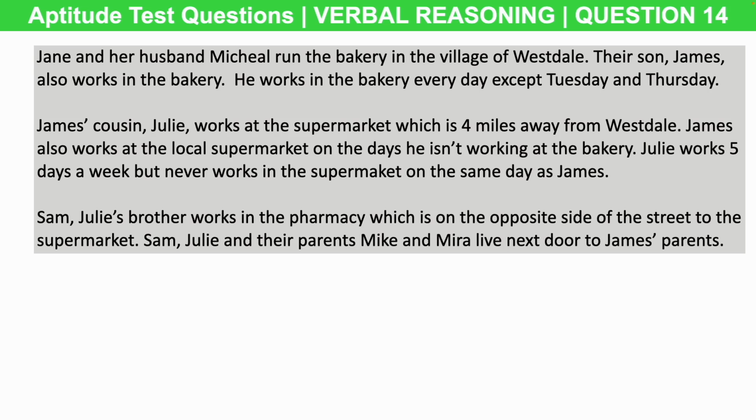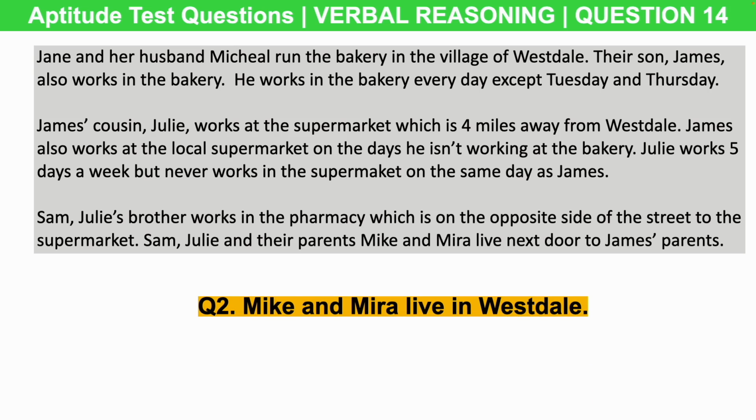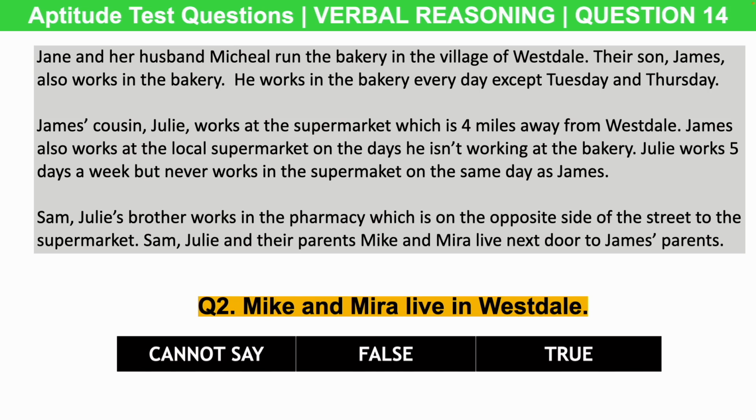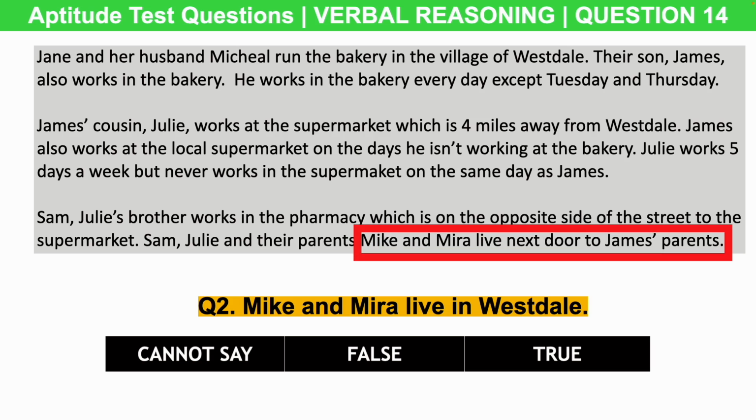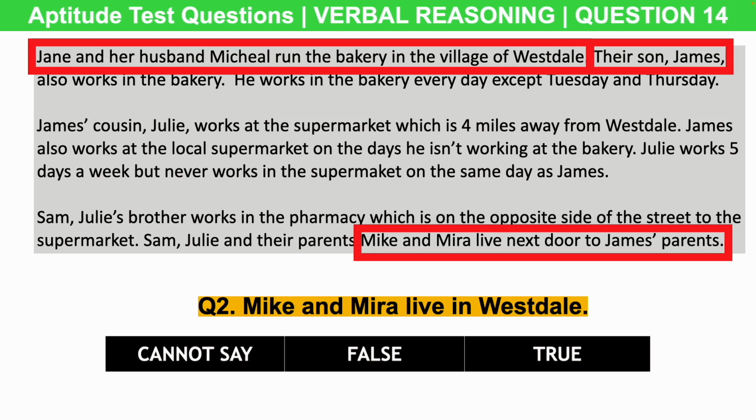So the question is this: Mike and Myra live in Westdale. Is that true, false, or you cannot say? So how do we answer the question this time? Well, again, it's all about the process of elimination. In the final paragraph, we are told that Mike and Myra live next door to James's parents. And in the first paragraph, it stated that James is the son of Jane and Michael, who run a bakery in Westdale. Therefore, whilst we know that they are next door neighbours, we cannot say that they live in Westdale, because we cannot assume that just because Jane and Michael run a bakery in Westdale, that they also live there.